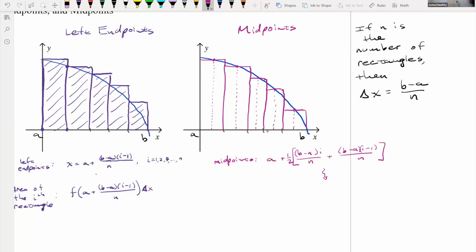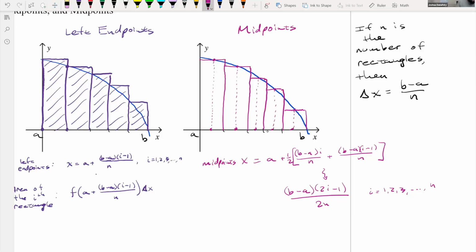We end up with (B minus A) times (2I minus 1) all over 2N, I equals 1, 2, 3, and going off to N. And of course, this is X equals that. So these are the midpoints. Okay, that's finding each one of these locations here on the X-axis.